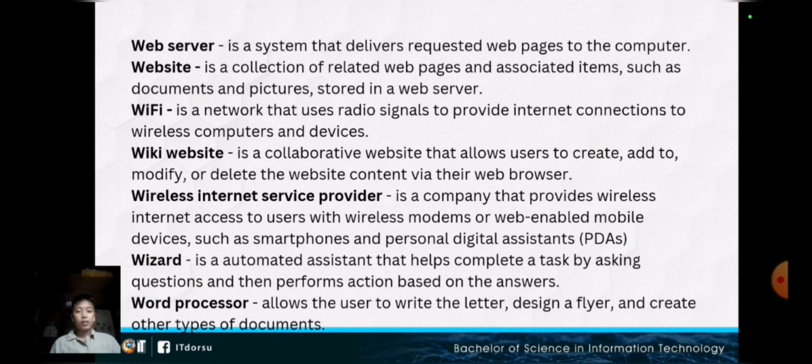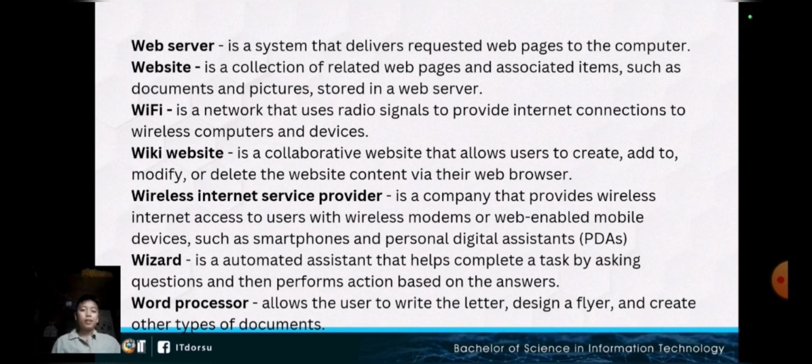Next is Wi-Fi. It is a network that uses radio signals to provide internet connections to wireless computers and devices. So, pag sinasabi natin Wi-Fi, it is used to connect computers, tablets, smartphones, and other devices to the internet. So, ito yung mga ginagamit natin para makakonek sa internet. So, we can ma-explore natin ibang bagay sa ibang lugar na gusto natin ma-explore.